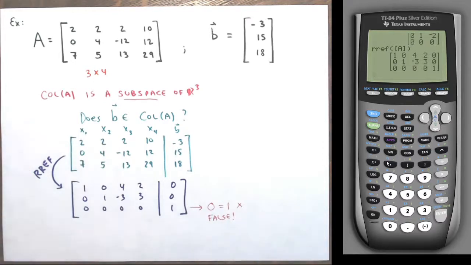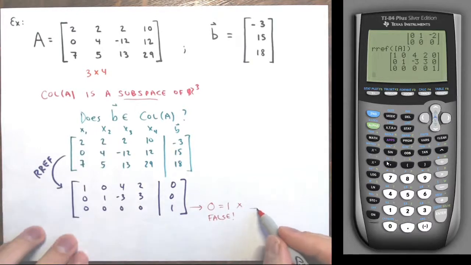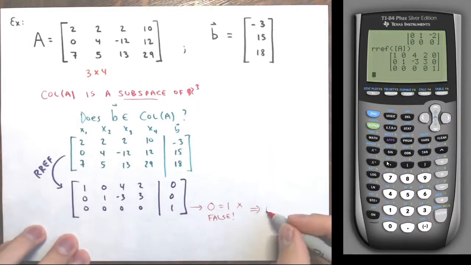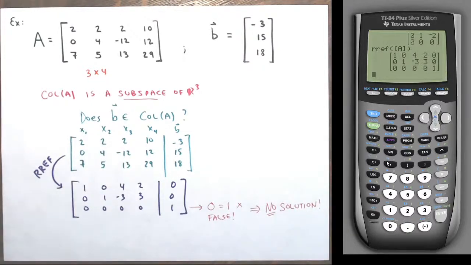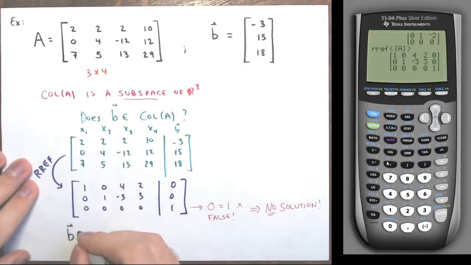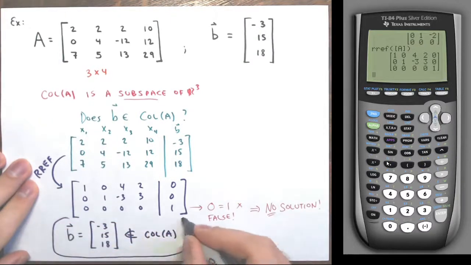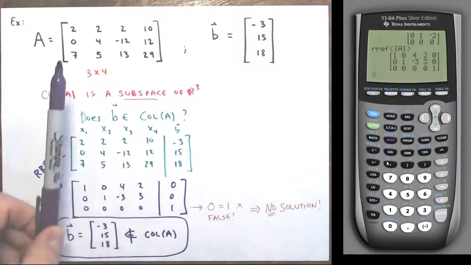And you can't fix that anyway through reworking the problem. So this system I set up, this equation, has no solution. It's inconsistent. So the answer is no. Vector b here, this -3, 15, 18, does not belong to the column space of A. It cannot be written as a linear combination of these 4 vectors.